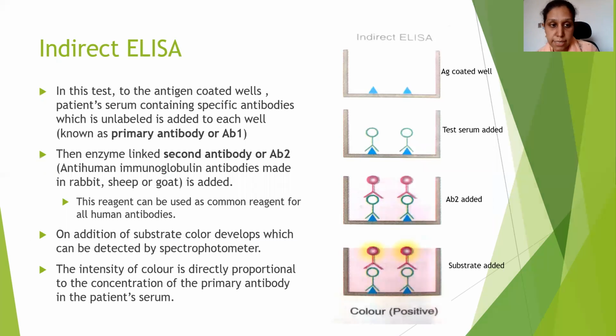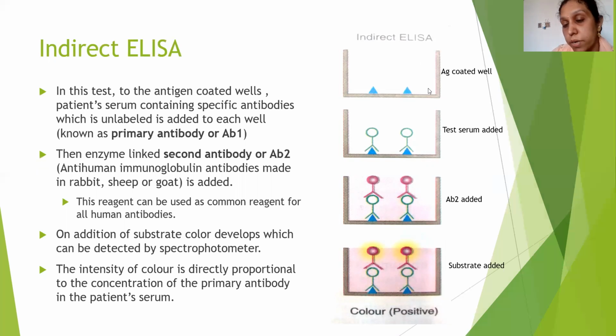Now, indirect ELISA. What is indirect? In this test, antigen-coated wells are used, and patient serum containing specific unlabeled antibody is added to each well. Let's see the diagram, it will be easy to understand.